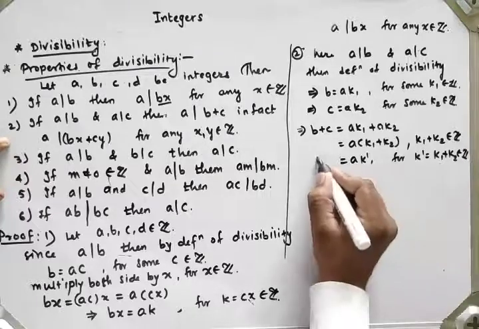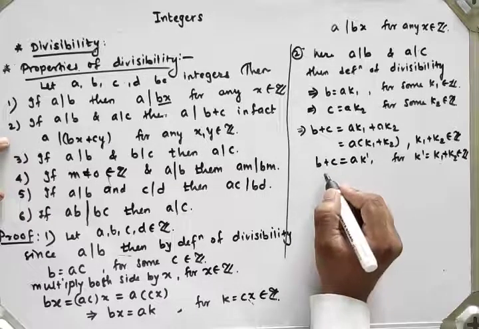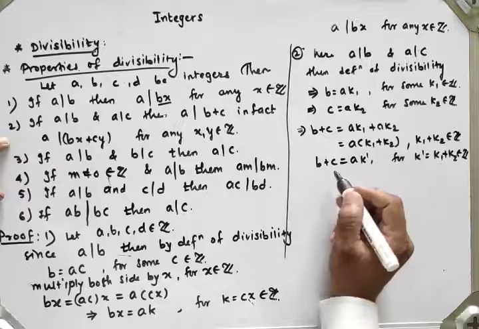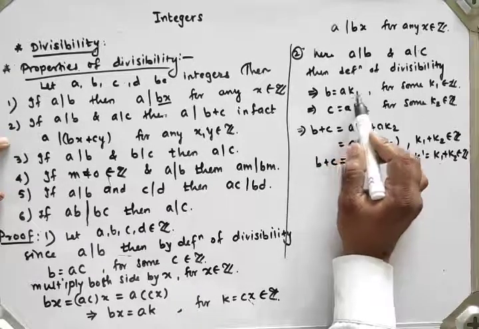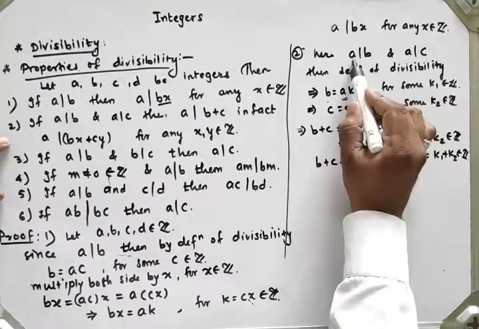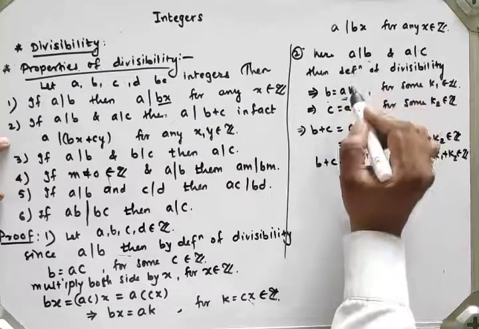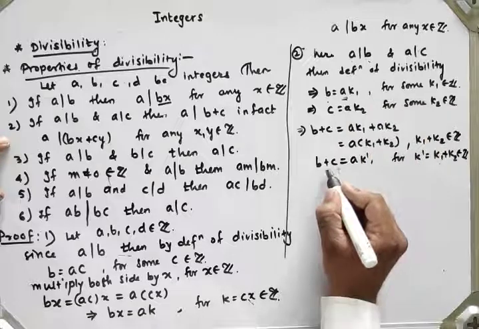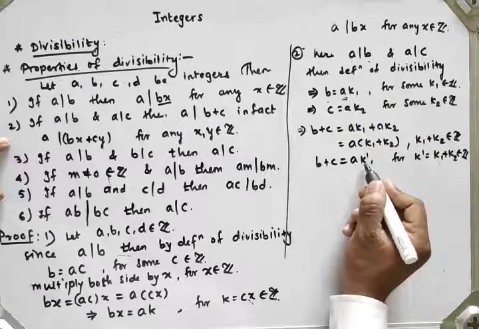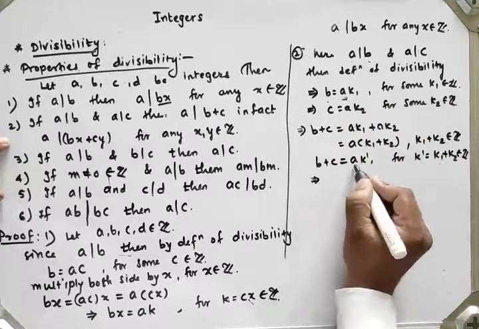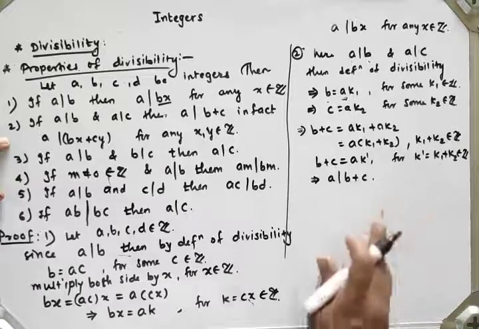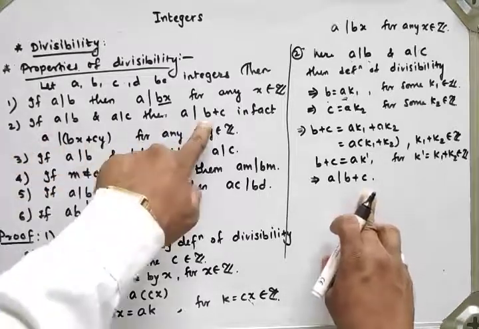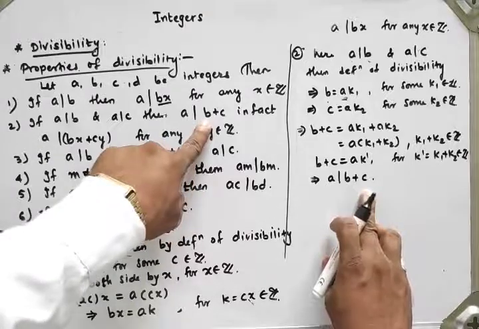So here b plus c. Then by using definition of divisibility, what we have? If b is equal to a into k1, then I write a divides b. A divides b if and only if, we have the definition, right? So here b plus c is equal to a into k dash. So this can be written as a divides b plus c. A divides b plus c, right? Hence the proof of that. Here a divides b plus c.